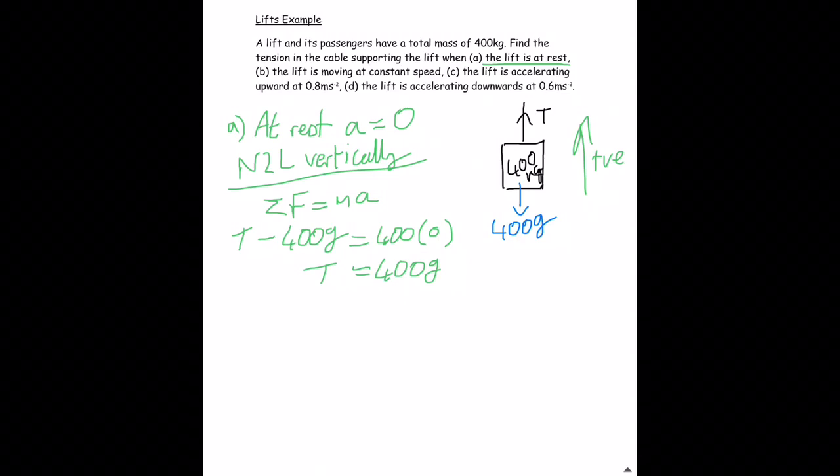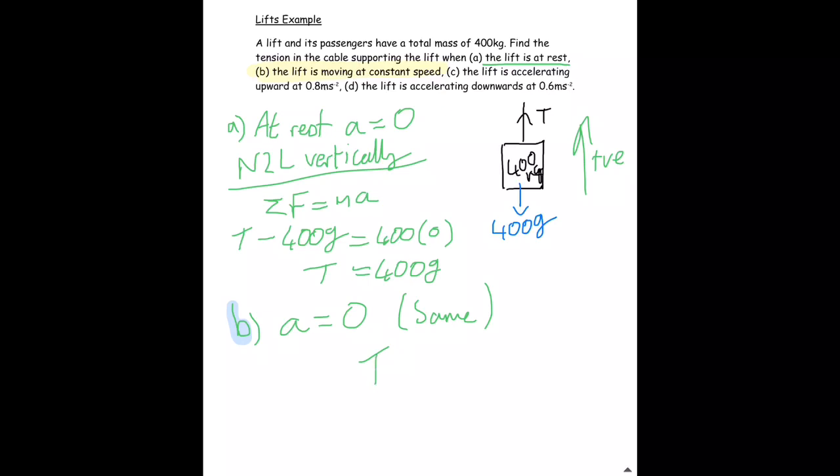Now, what they want you to notice here in part B is the lift is moving at a constant speed. Even if the lift is moving at a constant speed, that still means it's not accelerating. So even for part B, the lift is moving this time, but it's not going to change anything about the force in the cable. The amount of force that has to be used in that cable doesn't change because your acceleration is still 0. So your tension is going to be 400g.